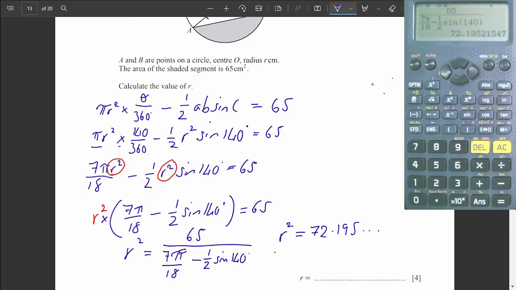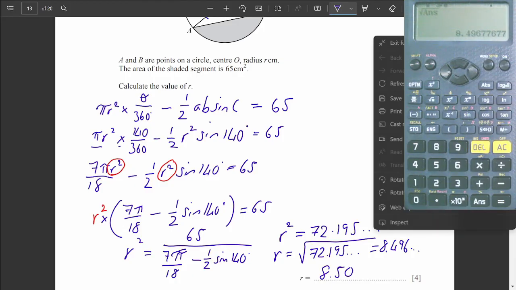We need to get rid of that square. So that means r is the square root of all of that. So we do square root, and the most accurate way is to insert the previous answer, and there we go. We got the answer 8.496, etc. Rounded to 3 significant figures is 8.50. Once again, we've done it.